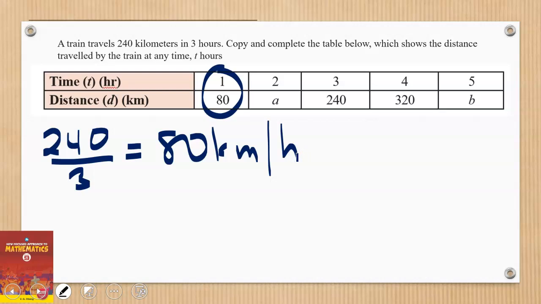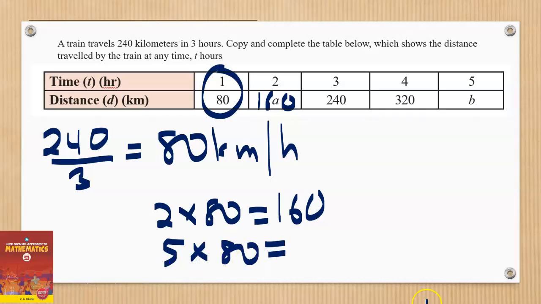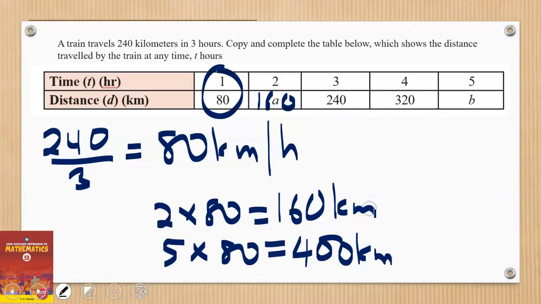Now, if it is 2 hours, then I'm going to do 2 times 80, and that will give me 160. And so I can put 160 in place of this. Then if it is 5 hours, I can do 5 times 80, and that will give me 400. So that becomes the answer for this. So I can put 400 here as well.